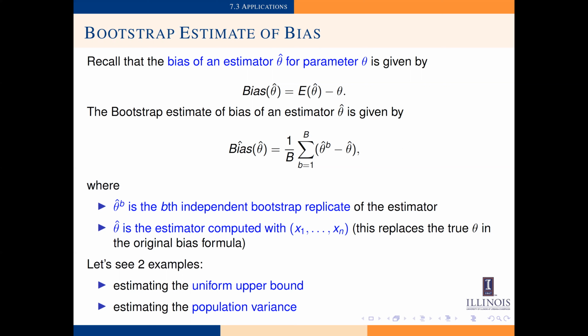We're going to see two examples where we develop estimators, in fact, maximum likelihood estimators for some unknown parameter. We use Bootstrap to approximate its bias, and then we'll compare it with the theoretical value of the bias. The first example involves the estimator for the uniform upper bound, and the second one involves the estimator for the population variance for normally distributed random variables.